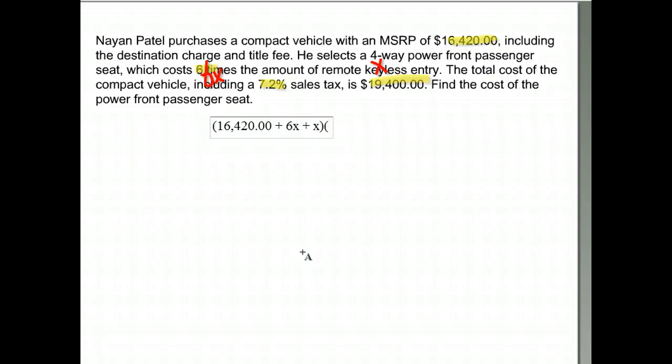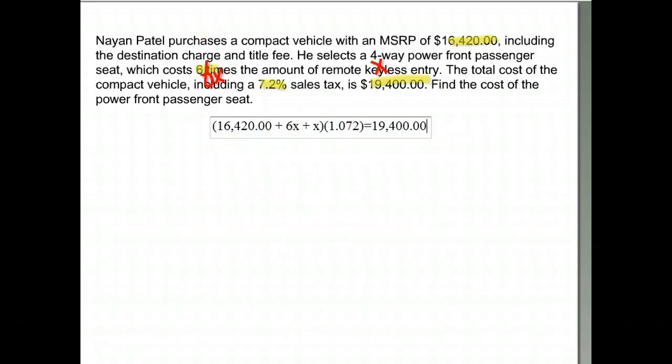and then to get the tax and the price together, we add 1 to it. Okay, so we're going to multiply by, instead of just 0.072, because then we'd have to add the total, we're going to multiply by 1.072, which gives us tax and total all together. And that should equal $19,400 because that was the price of his car.